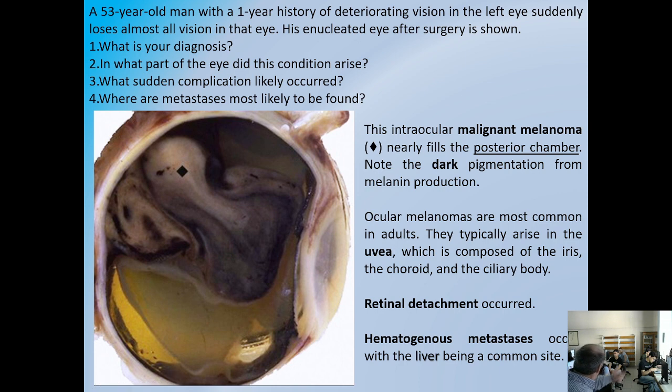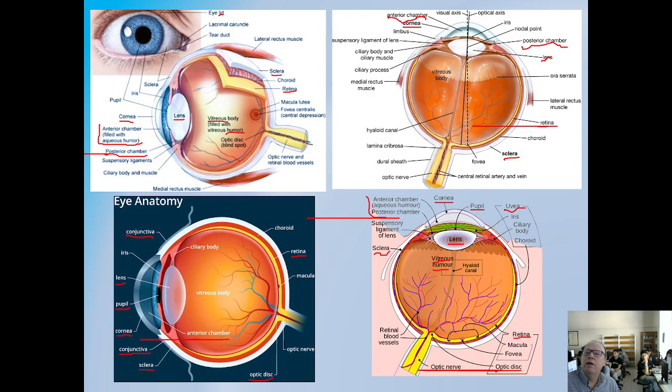You want me to go back and see what the uvea is and the structures that it is composed of? Shall we go back? Because I'm not very good at the eye anatomy, so I have to go back and see the structures. So this is the uvea. This is the area where most melanomas grow. What is it composed of? The iris, the ciliary body, and the choroid.